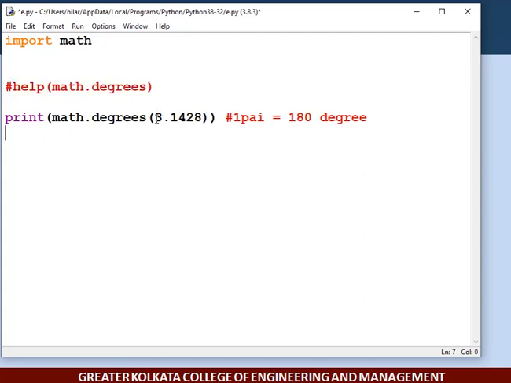So this is the radian value, 1 pi, and this is the degree value. So degrees will convert radian to degree. What will be done by it? Radian to degree will be converted. That means 3.1428 will be converted to 180 degrees approximately. Clear?